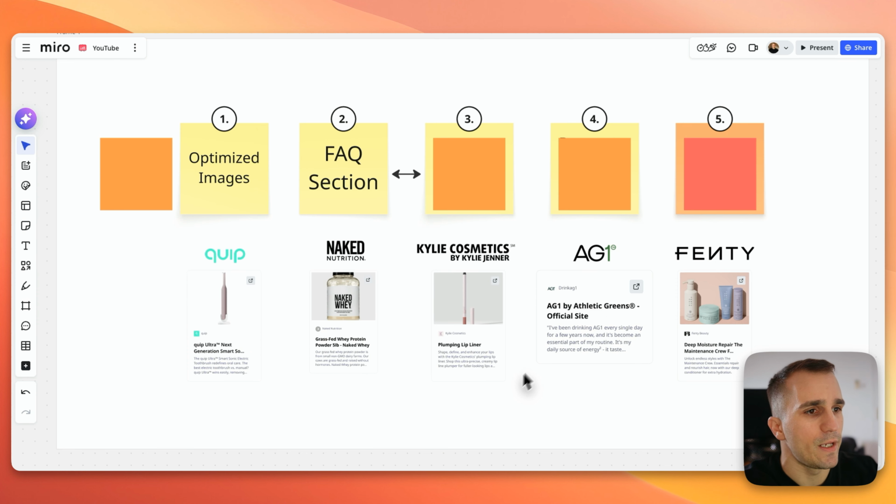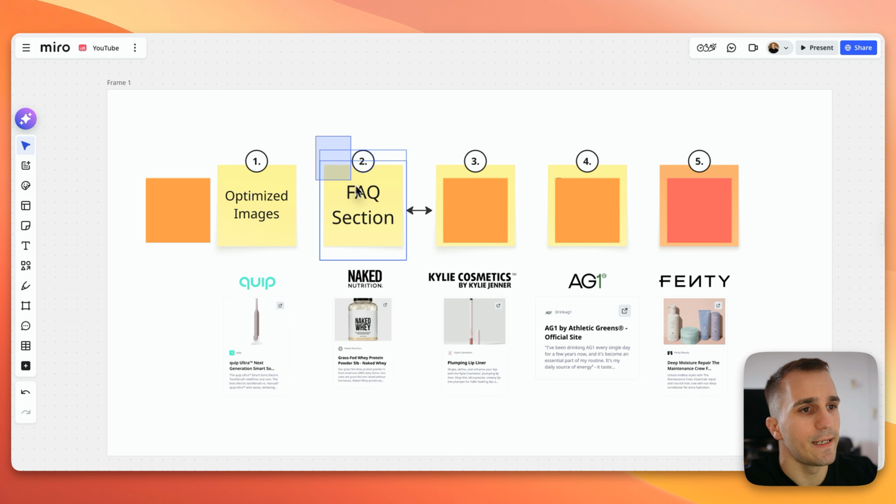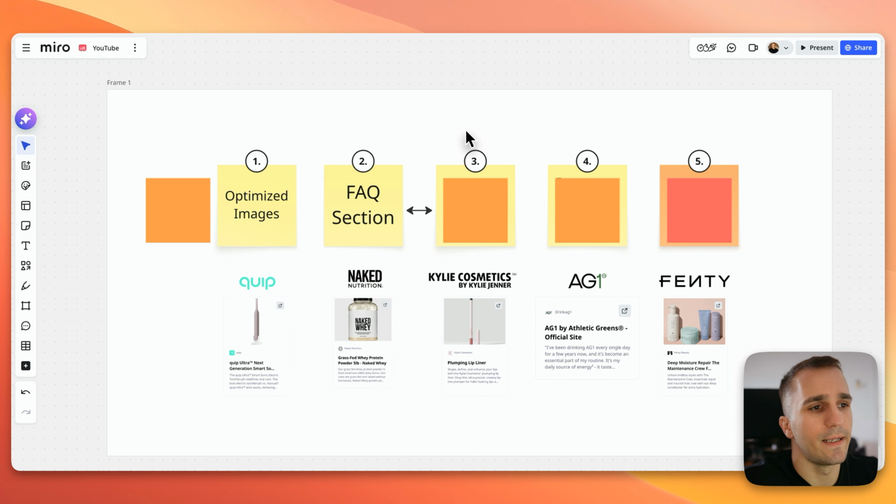Now, the next thing that we have here is kind of connected to the second thing, and this is also one of the biggest mistakes that I see whenever I audit e-commerce stores.